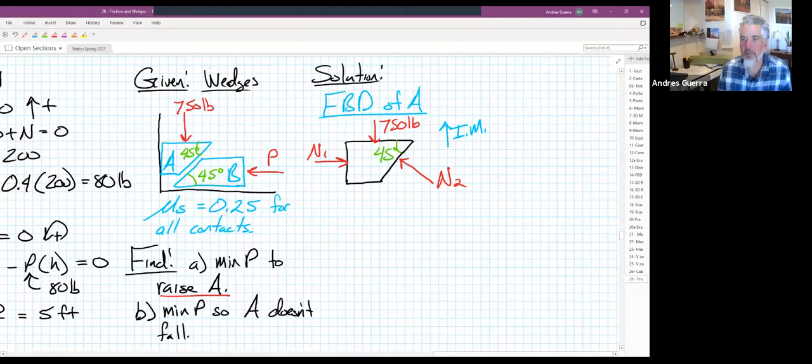So we have our 2 normal forces, and based on the direction of impending motion, we can draw FF1, the force of friction at 1. We know it's going to be parallel to the surface, but which way should it go? Should it go up or should it go down? Let me see if I can find somebody from our front row. Kristen, which way should force of friction 1 go? Should it go up or should it go down?